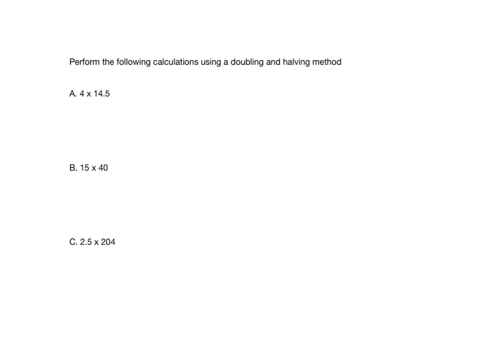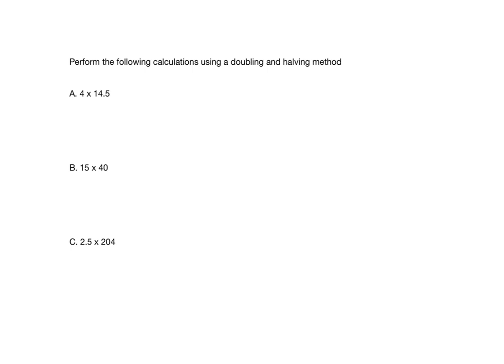In this video, we're going to have a look at using a doubling and halving method to be able to perform multiplications. Now, what this method means is that we're going to take one of the numbers and we're going to double it, and we're going to take the other number and we're going to halve it. This gives us an equivalent calculation, so that means that the calculation will have the same answer. But hopefully what it will mean is that it will make the calculation easier for us to do in our heads or using a mental method.